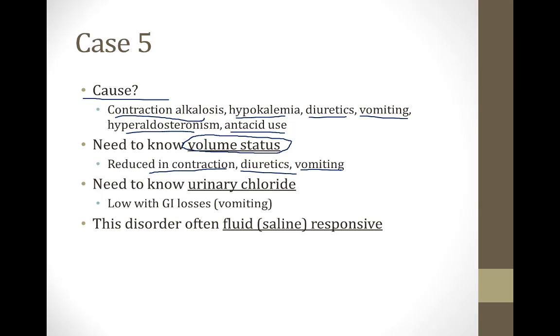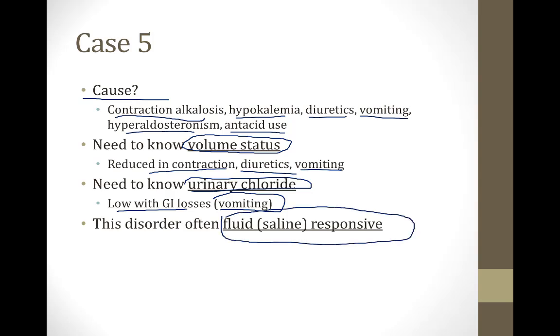Another very helpful piece of data in an unknown caused metabolic alkalosis is the urinary chloride, because recall from our module on acid-base disorders that when you have GI losses of volume that cause a metabolic alkalosis, the urinary chloride gets low. That's what happens when you have vomiting. Most metabolic alkalosis problems get better when you give saline. They're called fluid responsive. The only ones that don't are hyperaldosteronism and hypokalemia. All the others essentially resolve when you administer saline.